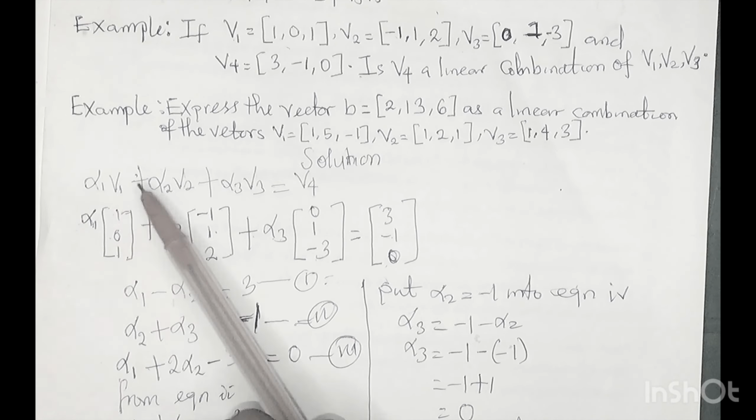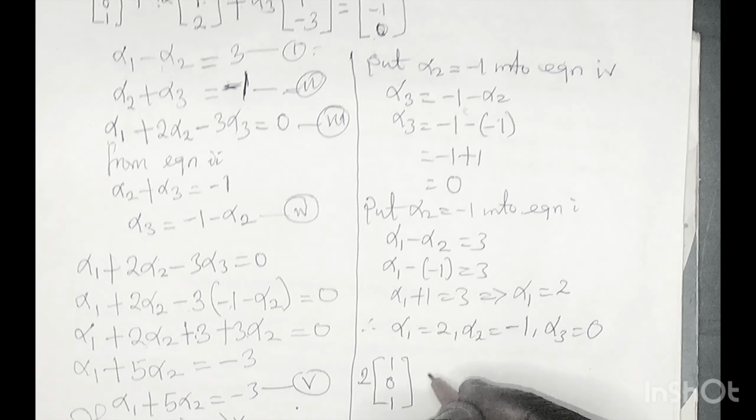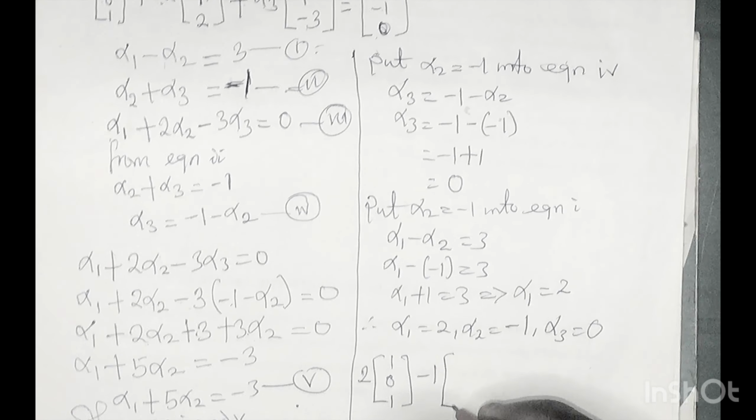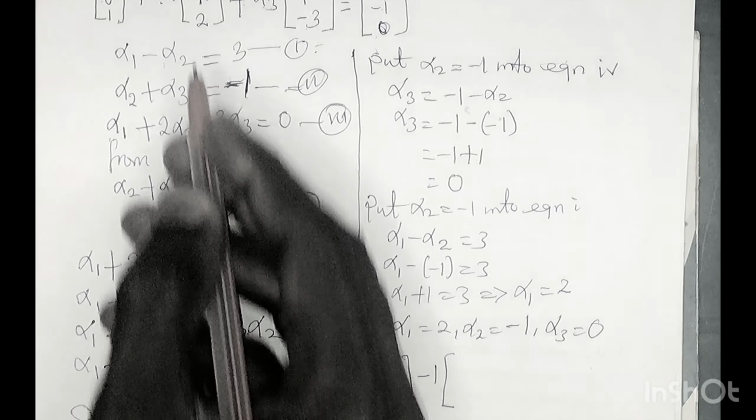So what's my alpha 1 now? My alpha 1 is what? 2. So that will be 2 open brackets the v1 that we have before, which is 1 0 1. My alpha 2 is minus 1, so that's minus 1 multiplied by v2, which is minus 1 1 2, then plus alpha 3, which is 0, and v3 is 0 1 minus 3, equal to v4, which is 3 minus 1 and 0.